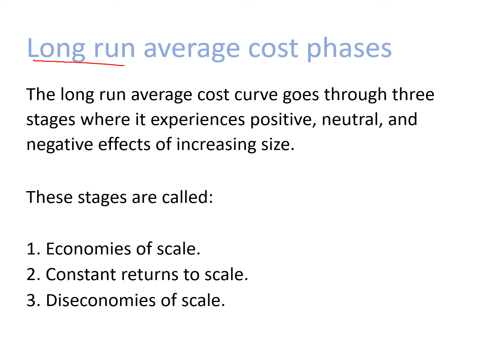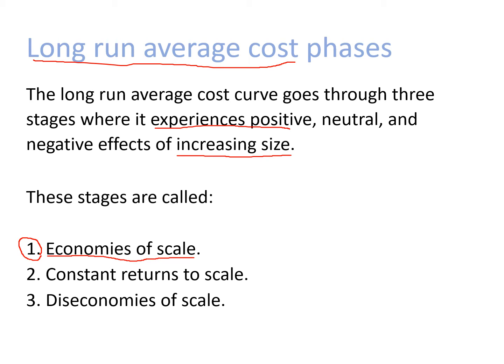So our long-run average costs tend to go through three phases. At the start of the life of a company, where it is expanding, it will tend to experience a positive improvement in increasing its size. So it will decrease its costs by increasing its size, and we describe that as achieving economies of scale. As it becomes a larger firm, it will be able to produce at a smaller cost per unit.